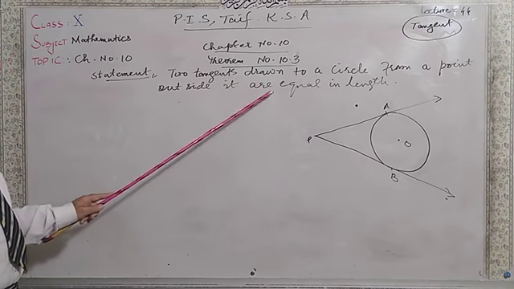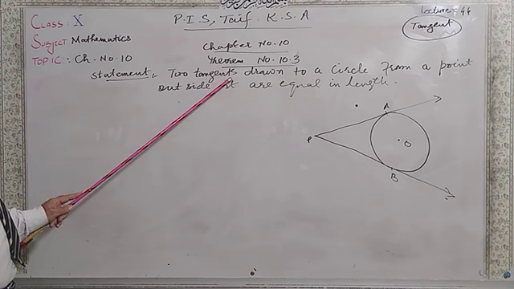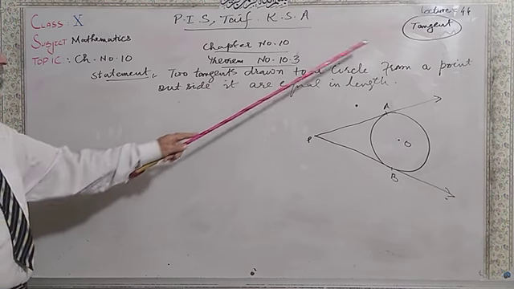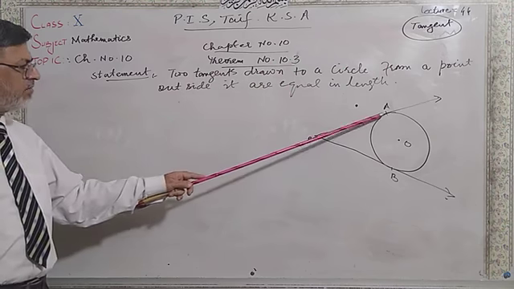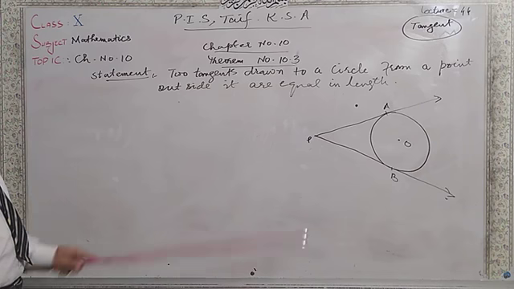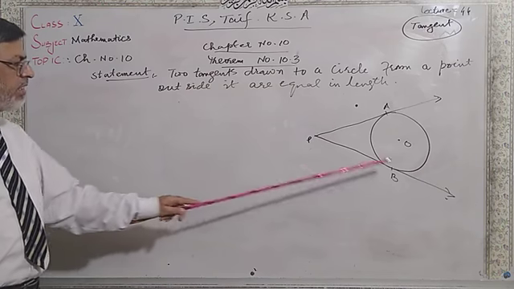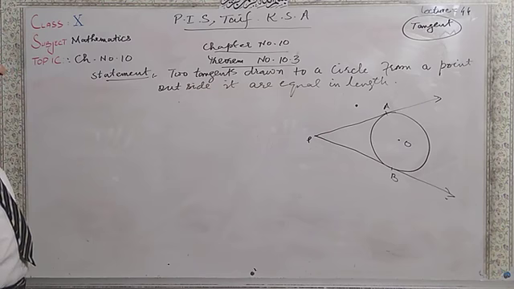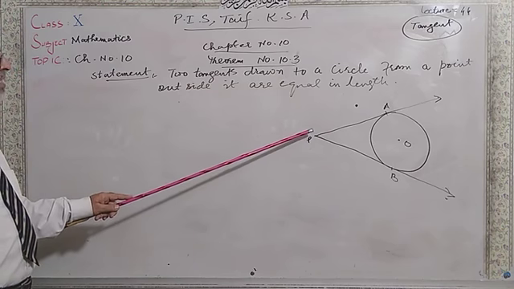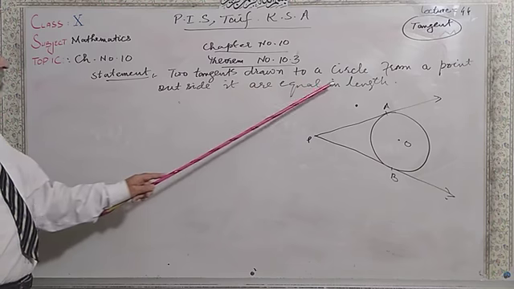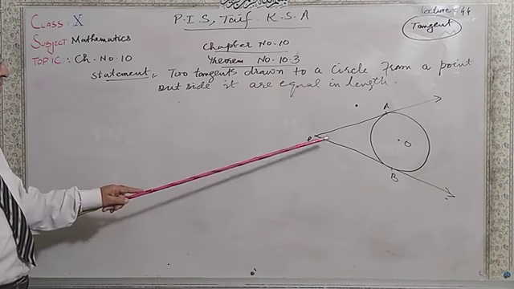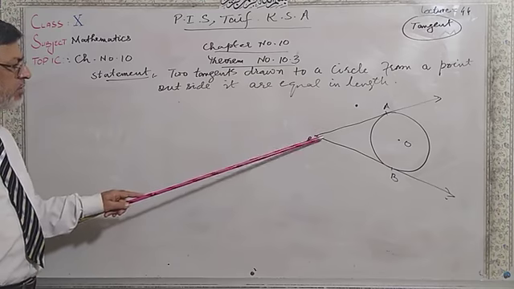This is to prove: two tangents drawn to a circle from a point outside it are equal in length. What is given? There is a circle with center at O. PA and PB are two tangents from a point P which is outside the circle. We have to prove that PA is congruent to PB.